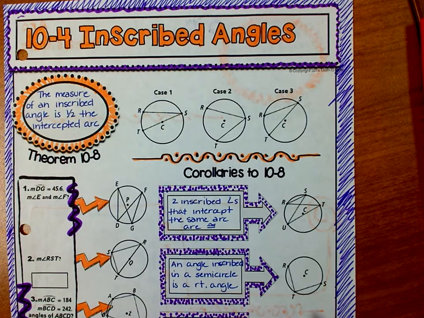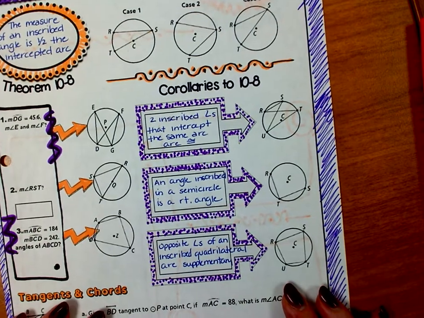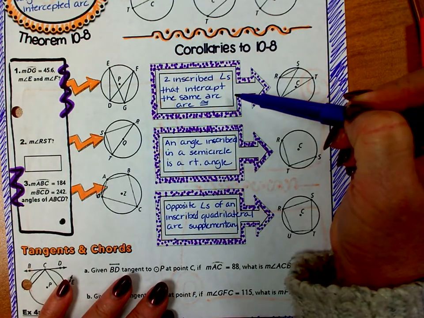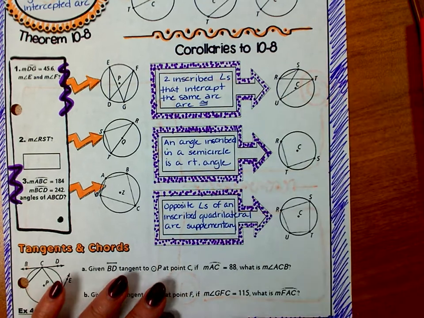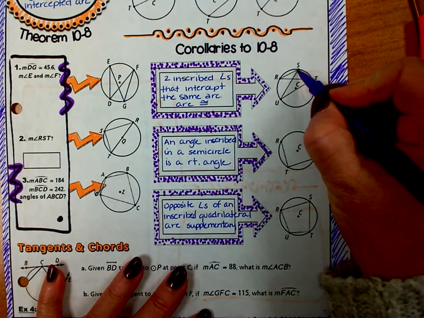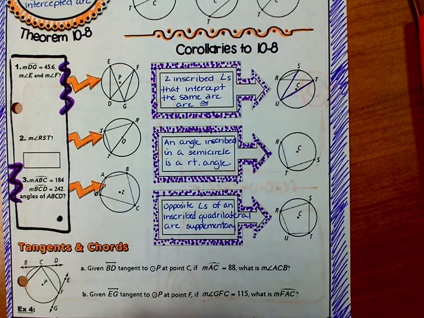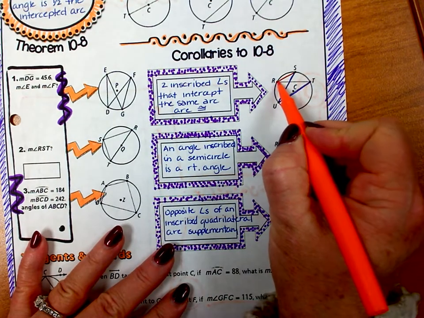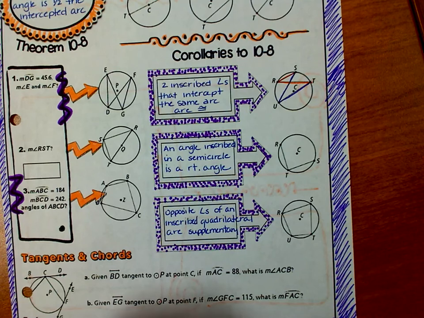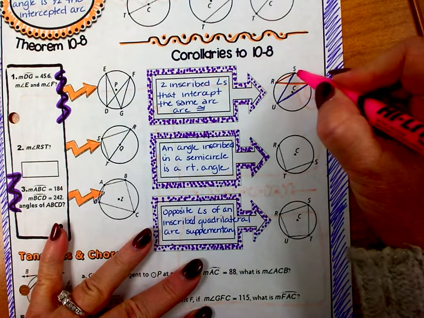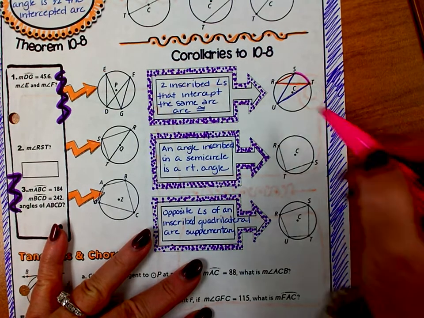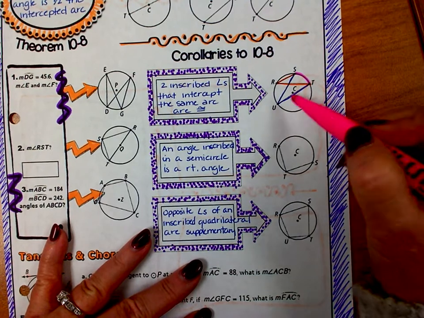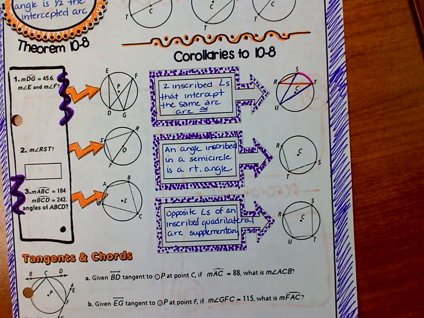Okay, let's take a look at the corollaries. These make inscribed angles a little more user-friendly. The first one says, two inscribed angles that intercept the same arc are congruent. Okay, so we have one of our angles right here. And if you stare at these long enough, they move because there are a couple pairs that intercept the same arc. Okay, so we have the same arc right here. So both of these angles, this one and this one, intercept this arc right here. So that means that both of these angles are going to be congruent.